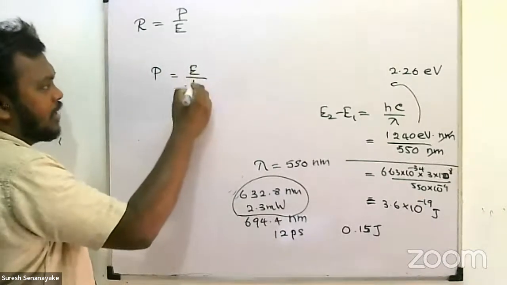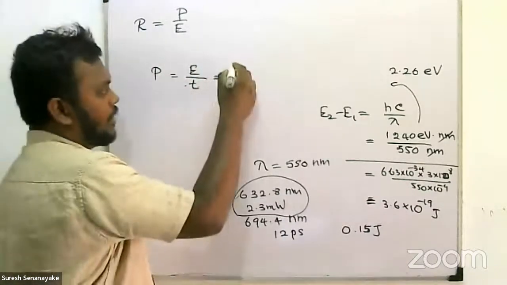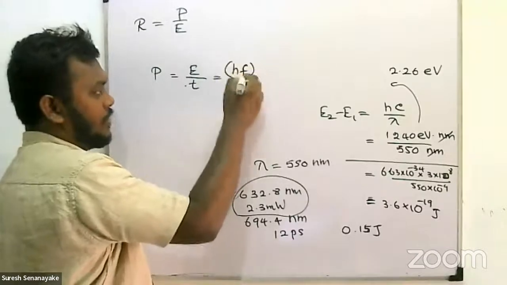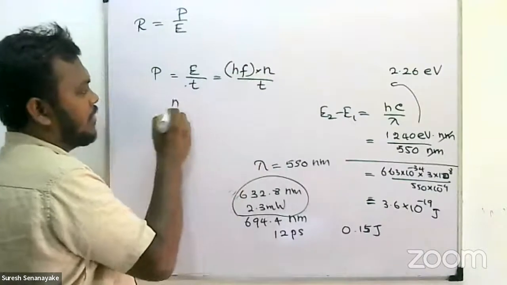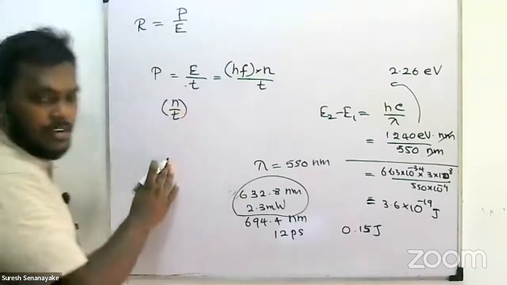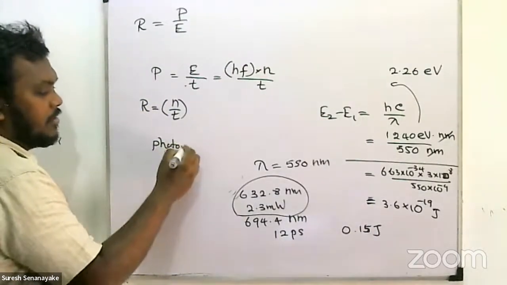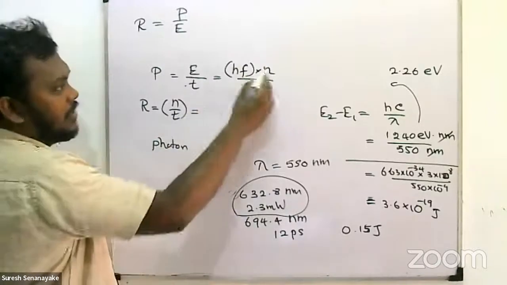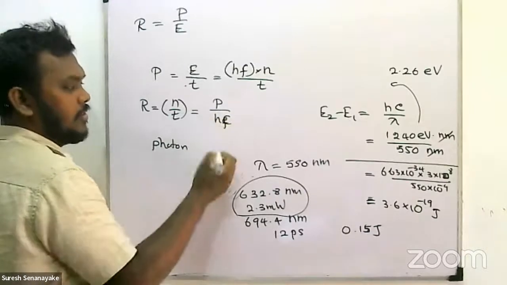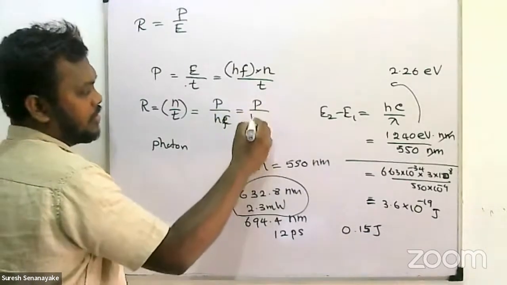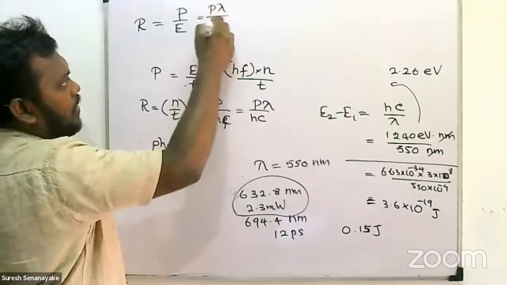So total energy is the energy of one photon, hc over lambda, multiplied by the number of photons, divided by time. So n over t is the number of photons emitted per second, the rate of photons emitted. This is photon, not proton. So this equals P divided by hc over lambda, where hc over lambda is the energy of a photon. Lambda comes up, so R equals P lambda over hc.